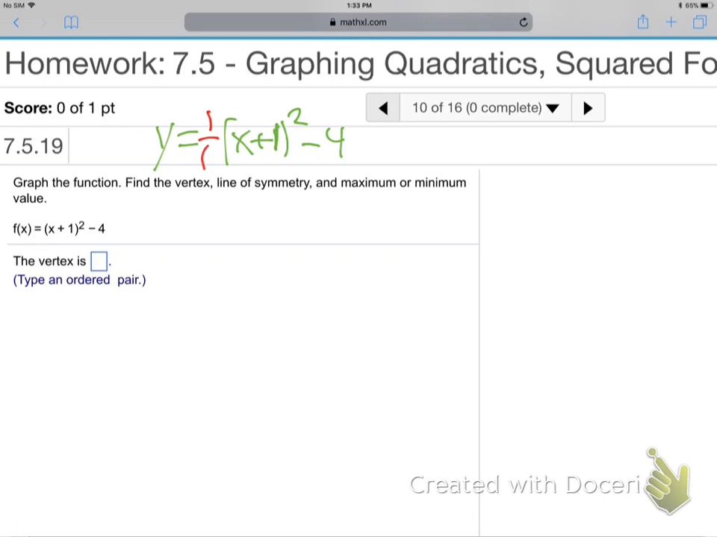So answer the various questions. Line of symmetry. And max or min.